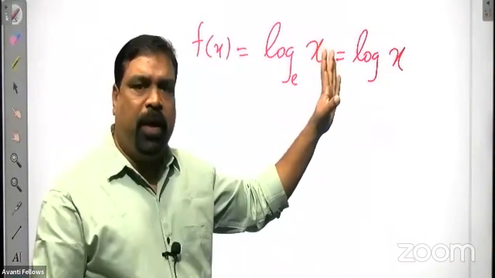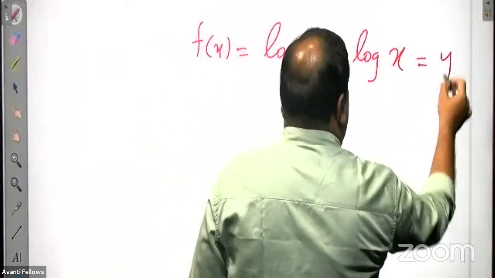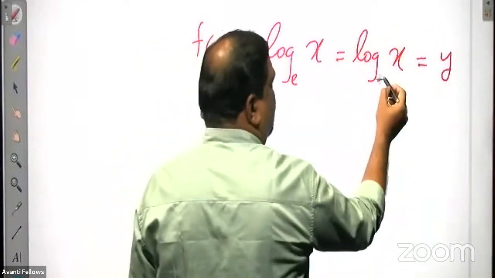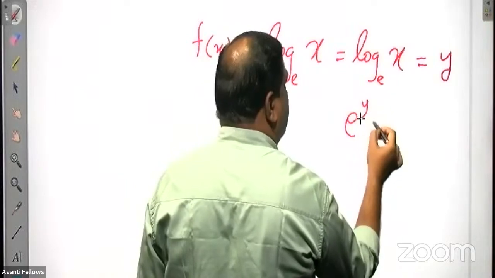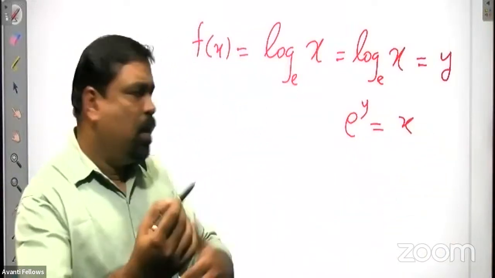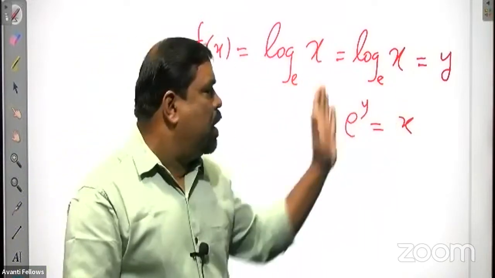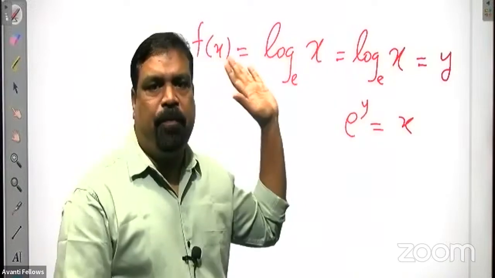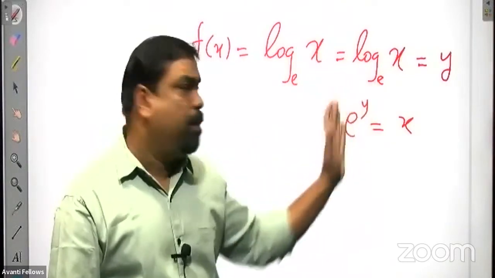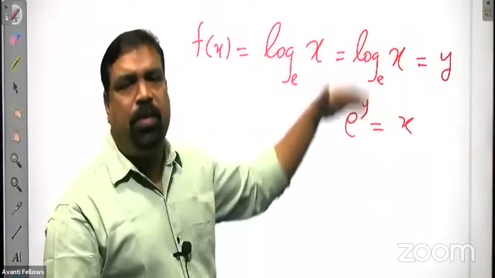Okay, so if I take this as y, again in the exponential form, what can we write? This is the same as e raised to y is equal to x. So both are equivalent. Log x equal to y implies e raised to y equal to x. And e raised to y equal to x implies log x equal to y. Both are inverses of each other.